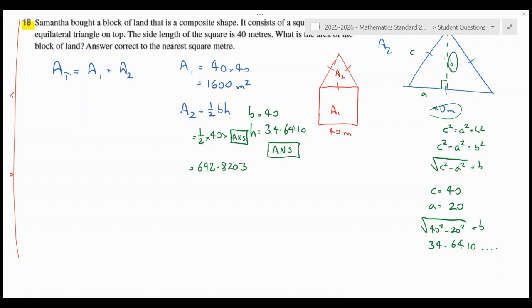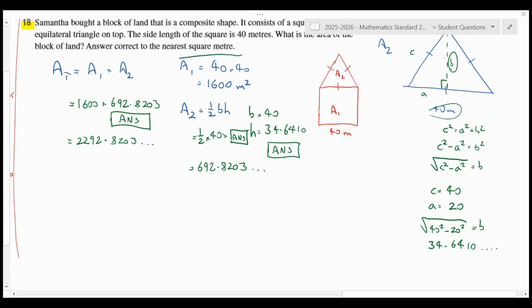Now I add these together. My total area equals 1600 plus 692.8203, or I can use the answer button for this one: 1600 plus ANS equals 2292.8203 dot dot dot, because I like to indicate that it's going on forever. But it asks us to do it to the nearest square meter, which means no decimal places. So that would be 2293 meters squared. And that's it.